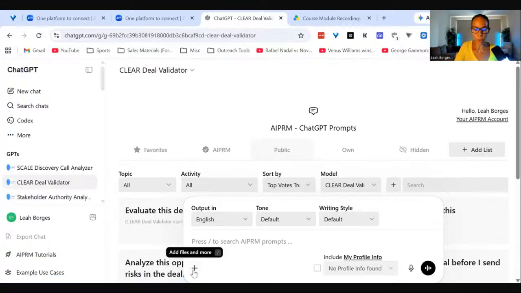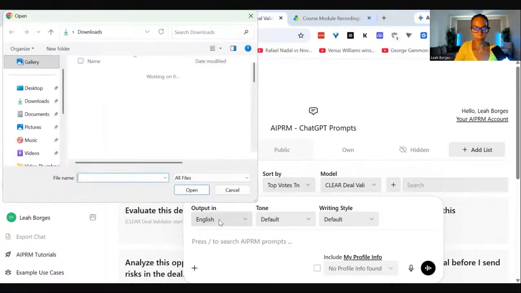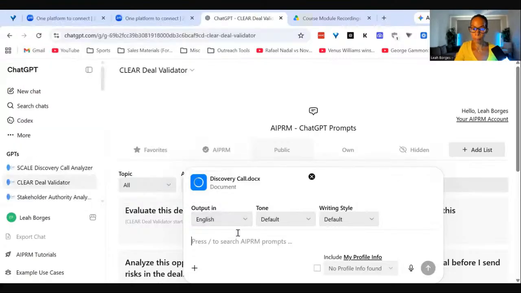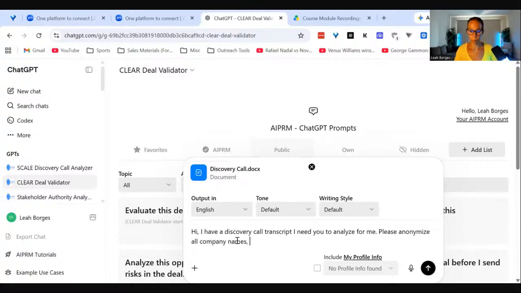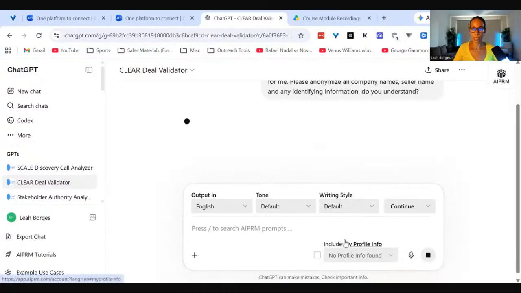So here we go. So I'm going to upload this discovery call. And then I'm going to give it a few simple instructions. Again, it's pretty complete, but I'm going to give it some instructions so you can see how I do it, okay? So I'm going to say, hi, I have a discovery call transcript. I need you to analyze for me. Please anonymize. Do you understand? Okay.